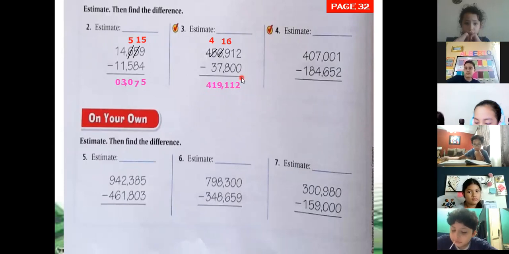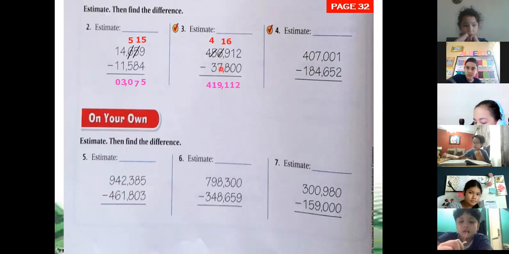We don't need to regroup from the next number in this case, because number 2, we can subtract. 1 minus 0, we can subtract. The same with 9 minus 8. 9 minus 8 equals 1. But what happened with 6? We cannot subtract 6 minus 7, so we regroup.